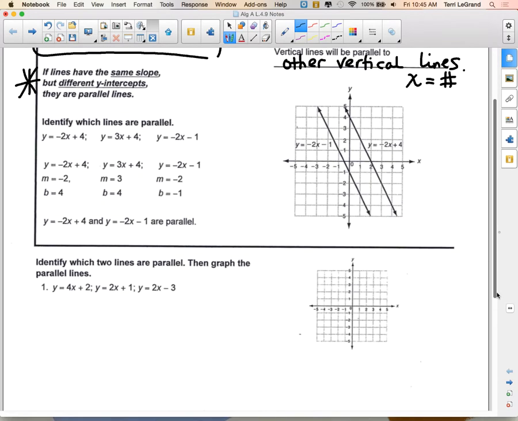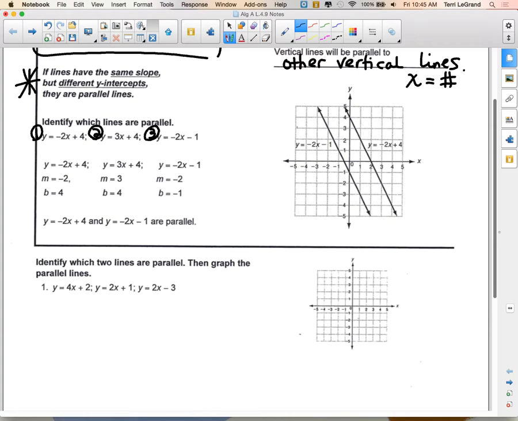So here's an example, just for us to take a quick glance, going to show us how we're going to show work for our first part of our homework. Identify which lines are parallel. So we have equation number 1 here, equation number 2 here, and equation number 3 here. And we're supposed to identify from the equations which of those are parallel.